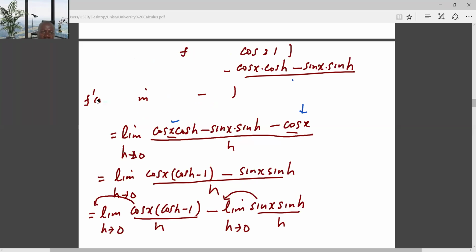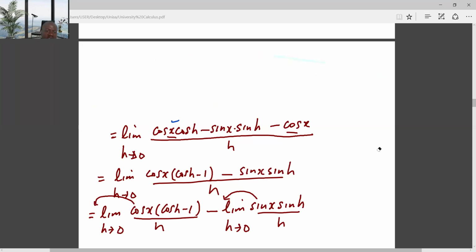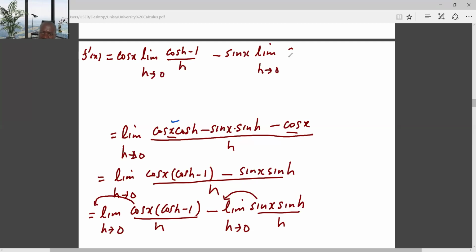Now if we do that, we'll be having this, ladies and gentlemen, because remember sin x and cos x are not a function of h. So it means we can pull them out. So we're going to have f prime x. I'm pulling the cos x out, so it's going to be cos x times the limit when h approaches 0 of cos h minus 1 over h. Same applies, minus sin x, the limit when h approaches 0 of sin h over h. This is what I've done here, ladies and gentlemen.